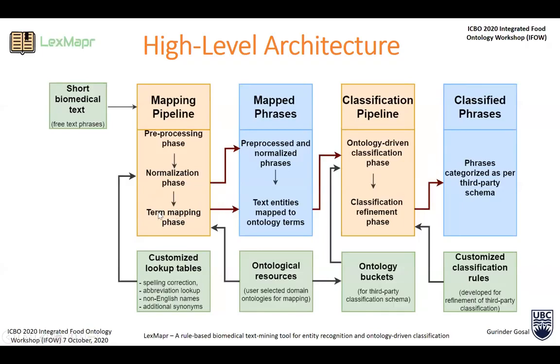And in that case, if no direct mapping is there, then we of course use synonym substitutions and other things like adding suffixes, and so many other rules are there to make the mapping possible. And once we have the phrases mapped to the ontology terms, it can be the basis of many potential applications.